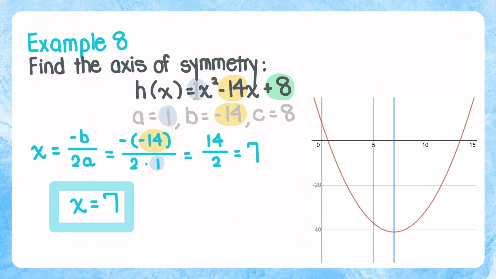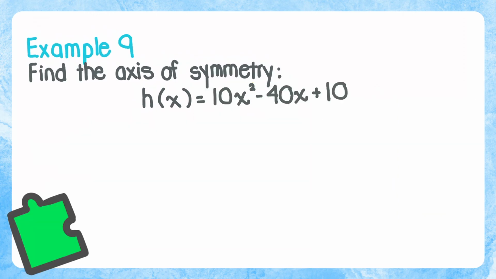we're correct. For the 9th example, find the axis of symmetry of h of x equals 10x squared minus 40x plus 10.